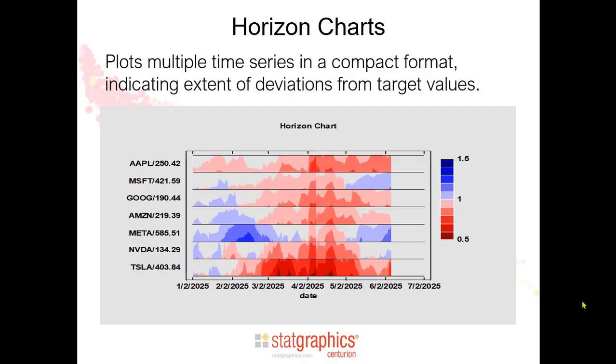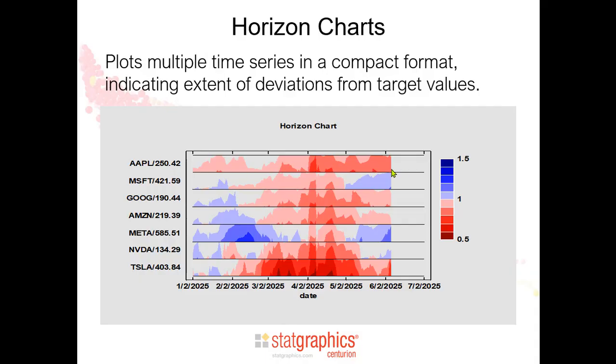What I've plotted here is data for the first 5.5 months of 2025. I've taken the price of common stock for several large tech companies and divided that price by the price at the beginning of the year.